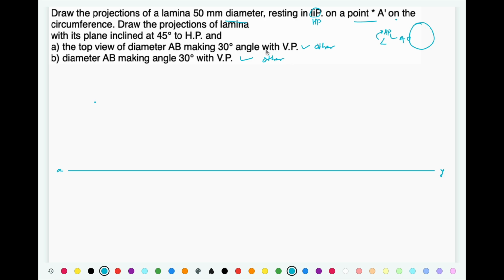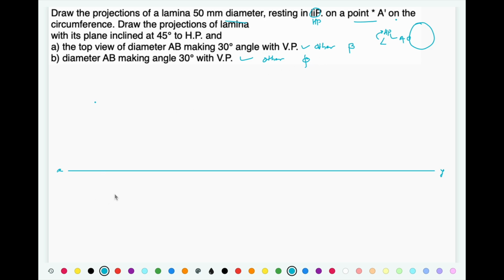So in other inclination, the first scenario is the top view of the diameter making 30 degrees with VP. So this is inclination beta. The inclination of the top view of the diameter is given. And the second one, diameter AB 30 degrees inclined to VP. So this one is phi. In that case you need to locate the true length first, then on the locus we need to draw its top view. So those two things we need to consider.